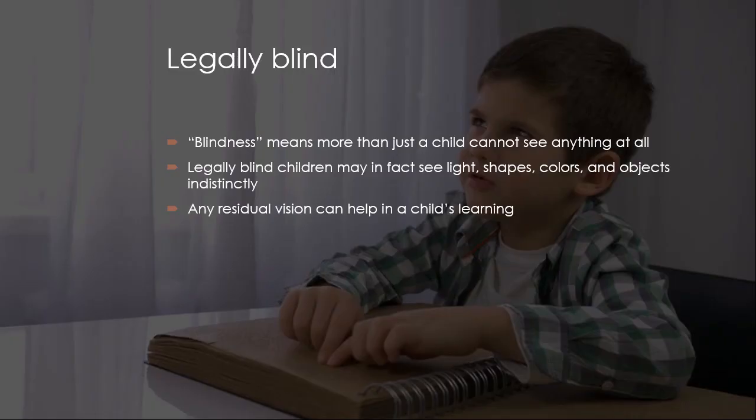Legally blind. Blindness means more than just a child not being able to see anything. The term legally blind, children may in fact see light, shapes, colors, and objects indistinctly. Any residual vision that a child has can aid in their learning, and teachers should learn how to use and implement strategies that take advantage of any residual vision that a child has.